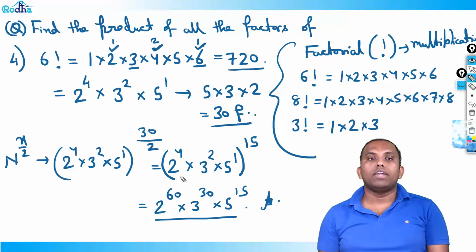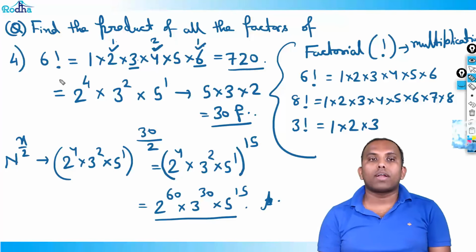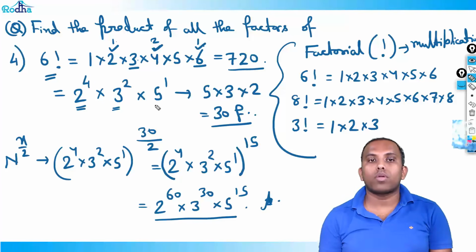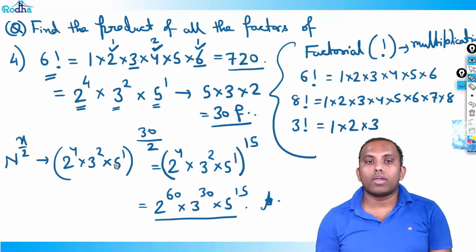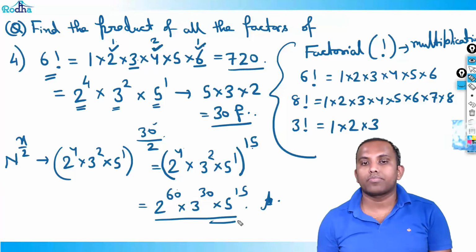Correct? So find the product of all the factors of 6 factorial. 6 factorial is 2 raised to 4 into 3 square into 5 raised to 1. How many factors? 5 into 3 into 2, 30 factors. What is the product? n raised to x by 2, that is 15. So when you open this bracket, 4 into 15 is 60, 2 into 15 is 30, and 1 into 15 is 15. So 2 raised to 60 into 3 raised to 30 into 5 raised to 15.